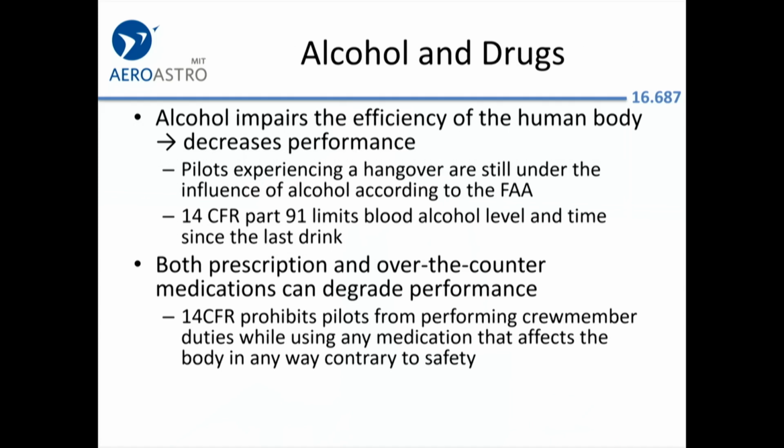All right, so no alcohol or drugs while flying or before flying. There are some specific regulations. They're much more strict than driving, which I think is a good thing. So please take a look at 14 CFR Part 91, the blood alcohol level and the time since the last drink. It's really not worth it. You're flying as a hobby for fun. Don't do something that's unsafe.